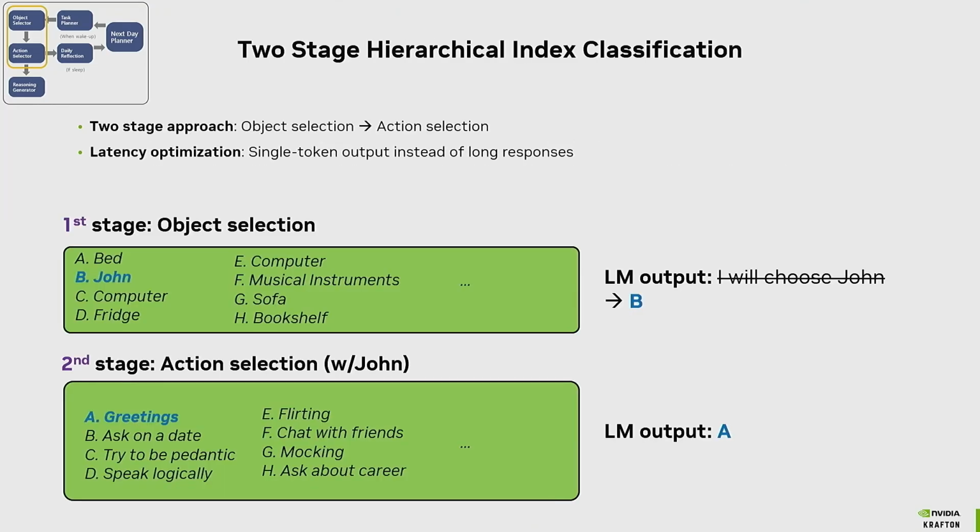So to simplify the action selection process, we divided it into two stages. First, choosing which object to interact with, and second, selecting the specific interaction for that object. And in addition to this, since latency is affected by generated token lengths from the language model, we optimized the system to return only a single token that represents the action index instead of a long response. For example, we choose index B instead of generating long answers such as I will choose John. This adjustment significantly reduces response time, making action selection faster and more efficient.